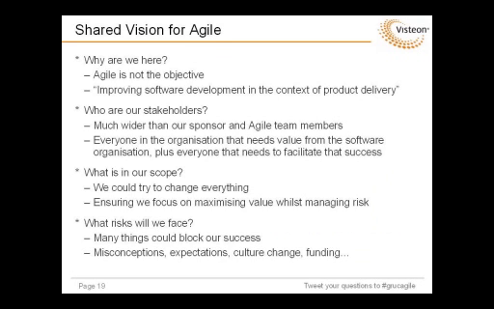So, what did we establish as our shared vision? Well, why are we here was one of the key questions we had to ask ourselves. Agile itself was not the objective. We weren't there because the organization wanted to become Agile. It's because of the mission statement we heard earlier. We want to improve, and we want to improve in the context of product delivery. And so improvement was really the key message.